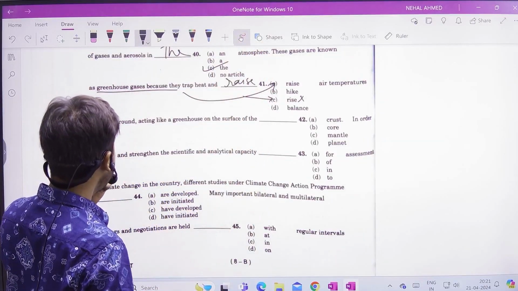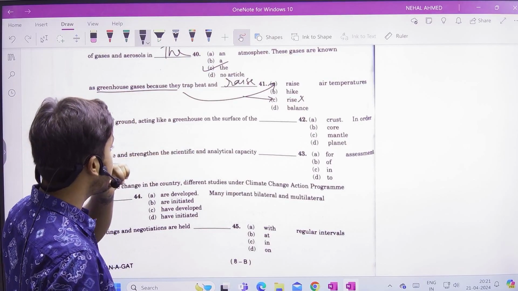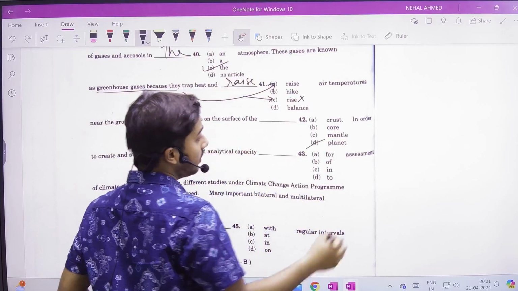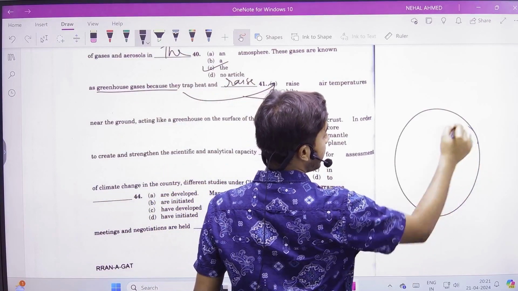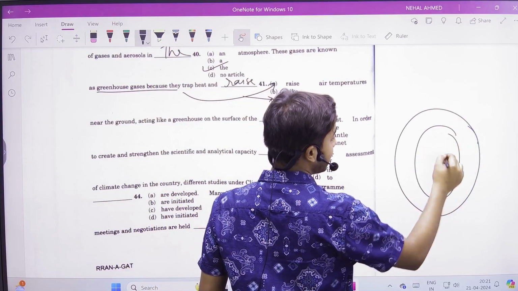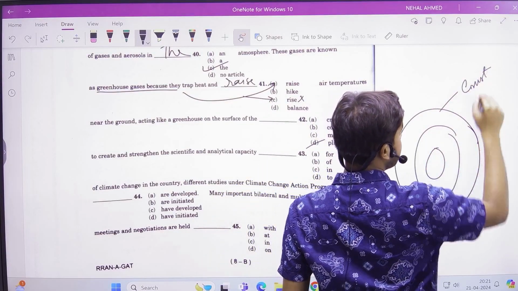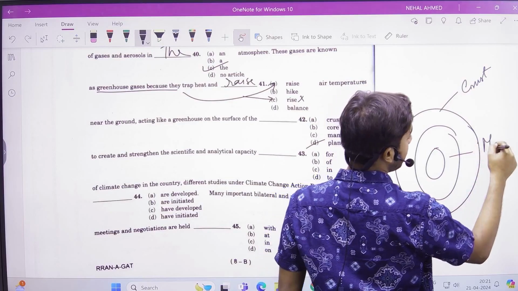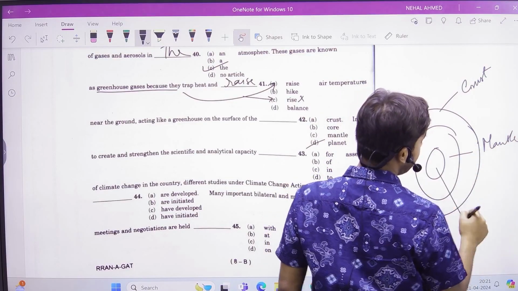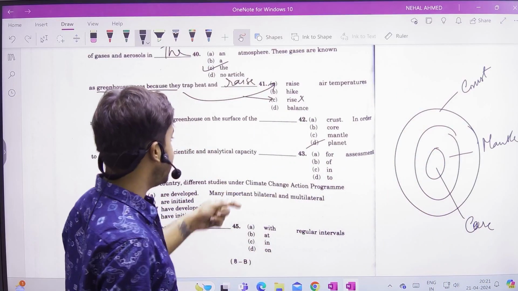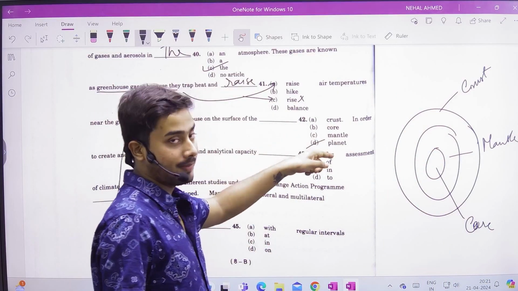Air temperature near the ground acting like a greenhouse on the surface of the planet. So it will be the planet, the surface of Earth, right? If you might just know that our Earth has layers, right? The first layer, the uppermost layer where we all stay, is called the crust. Then as we go deeper, it's called the mantle. And the innermost layer is called the core. As you might see, crust, core and mantle are all mentioned in here.